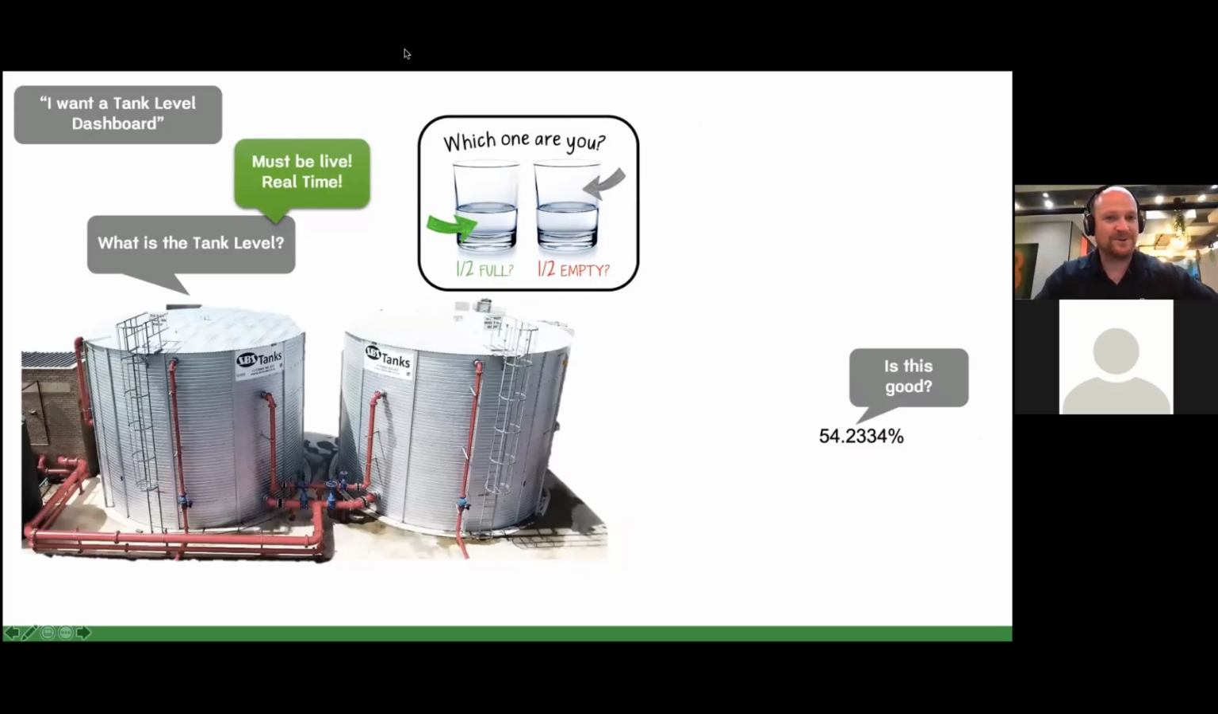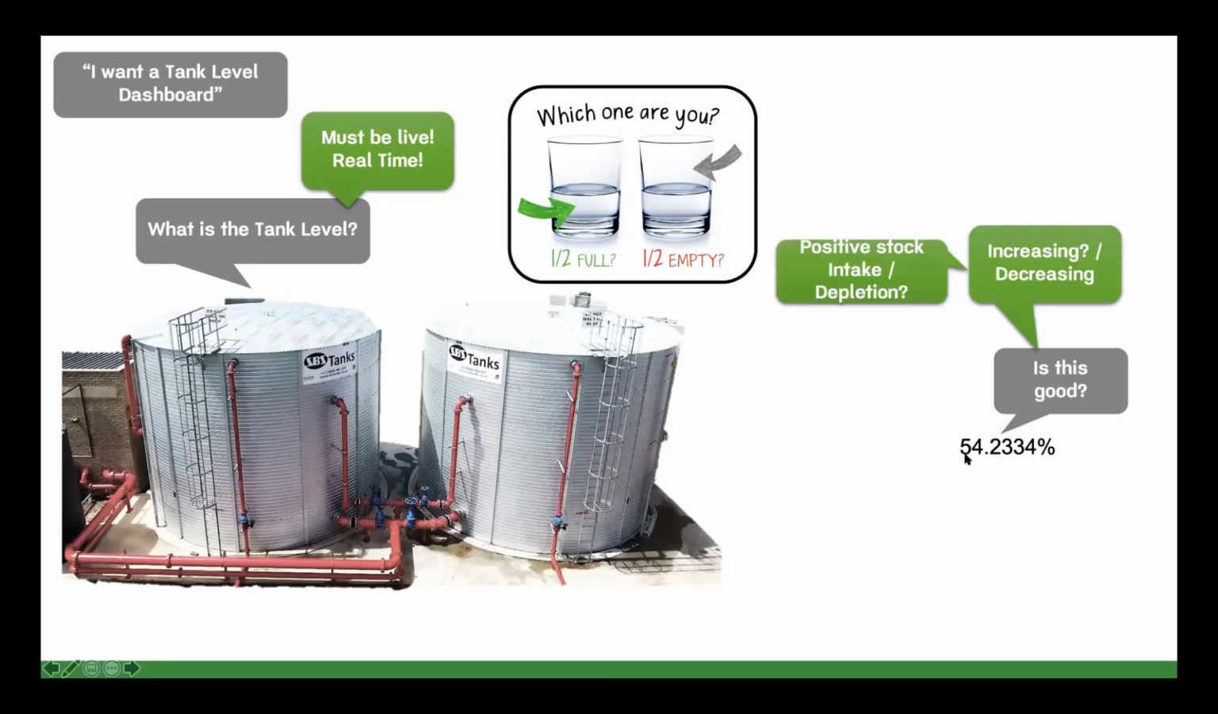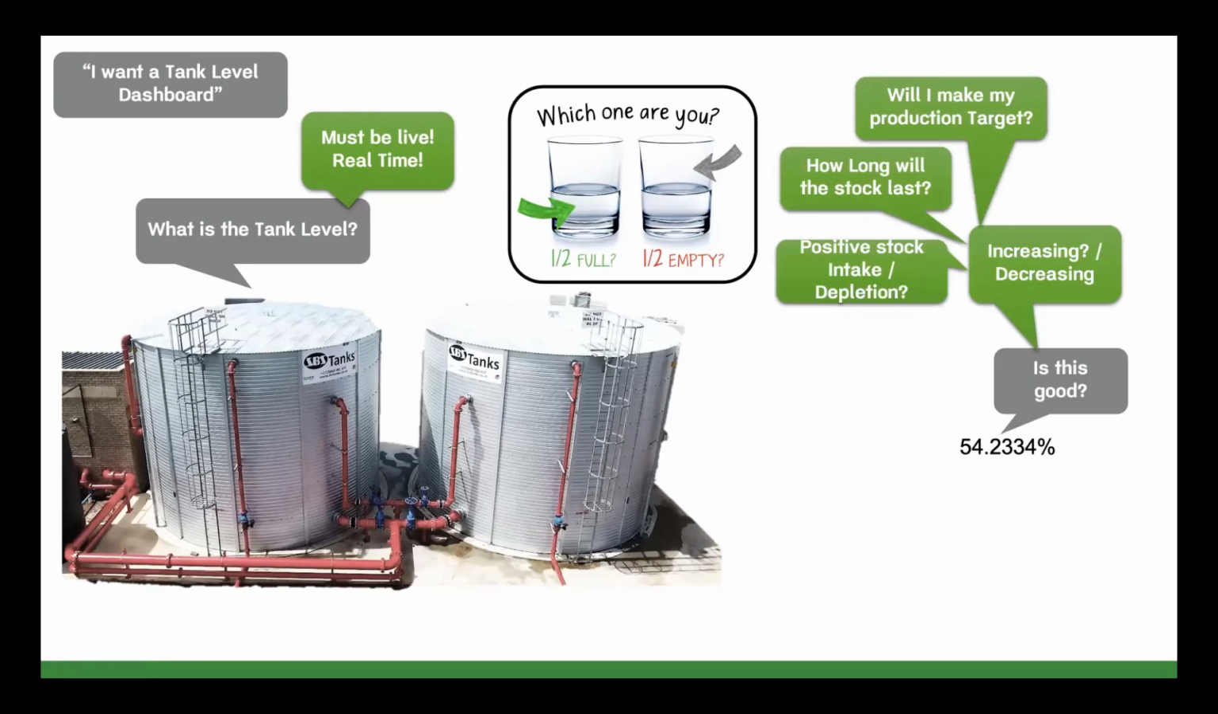So I'm still cool. But the point is that I want to institutionalize that knowledge that I've got here today. So I want to know, is it busy increasing or decreasing? Am I busy taking positive stock into this tank, or am I depleting my stock level? I want to know how long this stock is going to last. And with the amount of stock I currently have in that tank, and the way that I'm producing and replenishing my stock, will I actually make my production target at the end of the day?